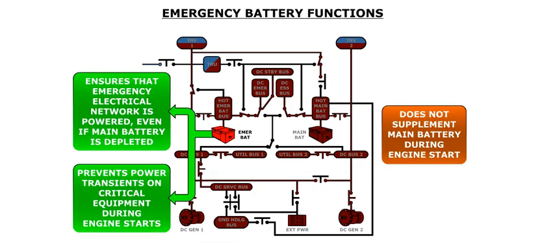The emergency battery has two functions. Its primary function is to ensure that the emergency electrical network is powered, even if the main battery is depleted. This could occur if an engine fails while in flight, and multiple restart attempts deplete the main battery. The second purpose of the emergency battery is to prevent power transients on critical equipment during engine starts. The emergency battery does not supplement the main battery during engine start.